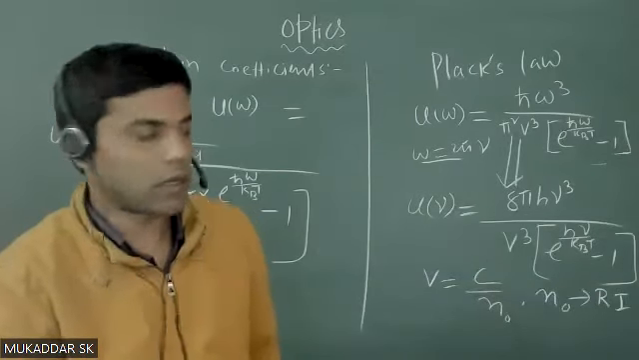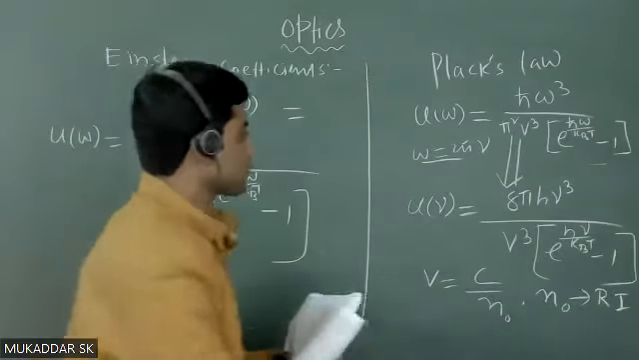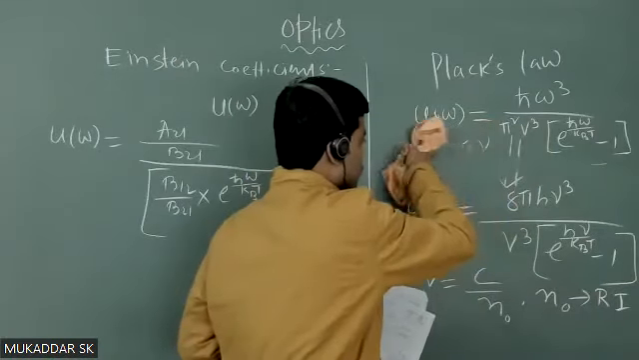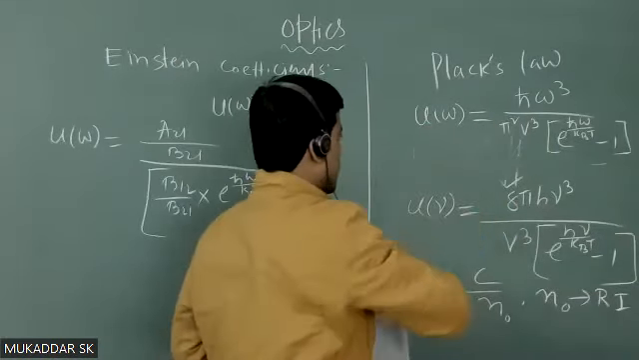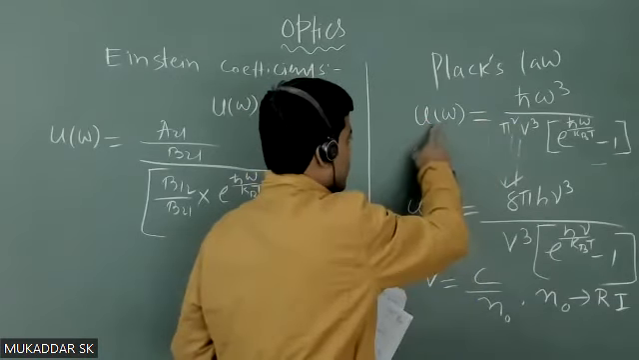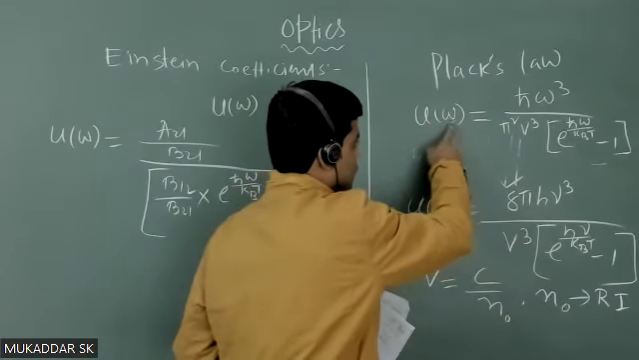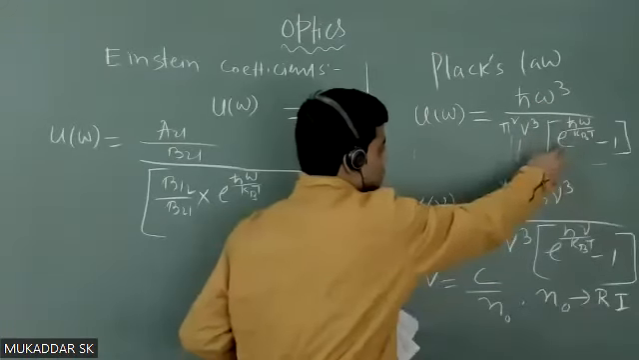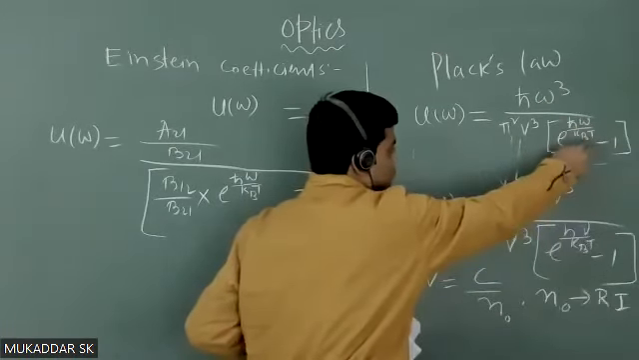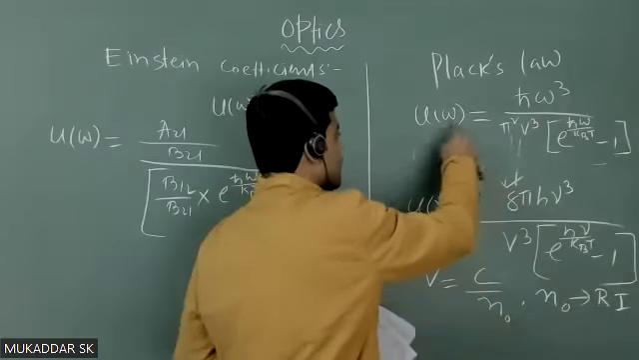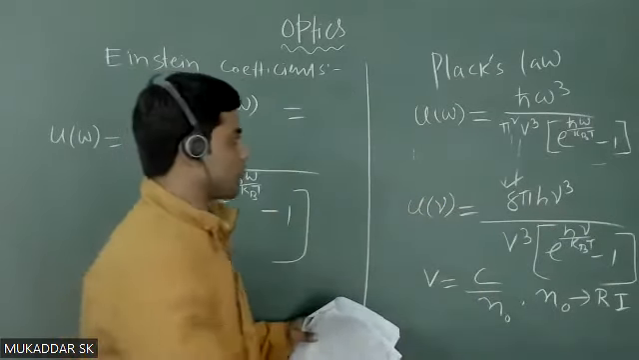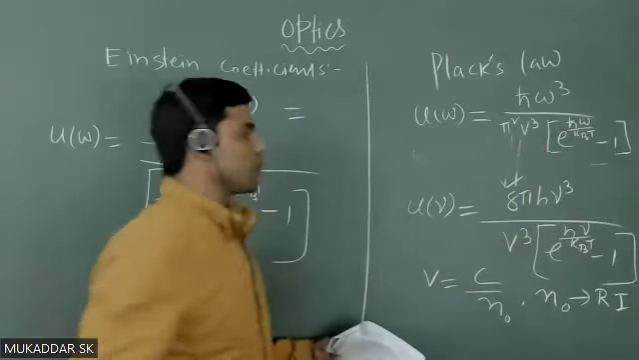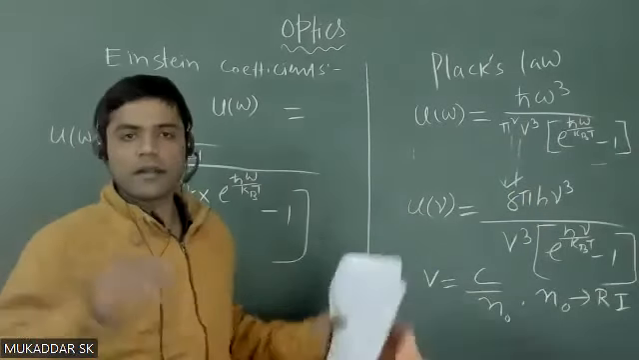Please repeat what I'm saying. According to Planck's law, the energy density of photons as a function of angular frequency will be ħω³ divided by π²v³ times 1 over exponential(ħω/kT) minus 1. So this is in terms of omega. What is v? v is the velocity of a photon inside that cavity.